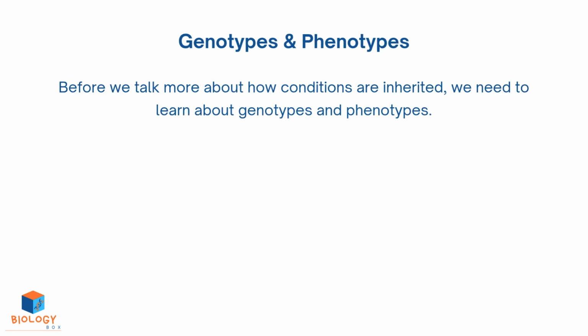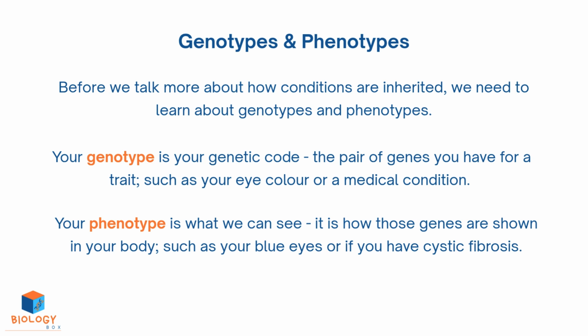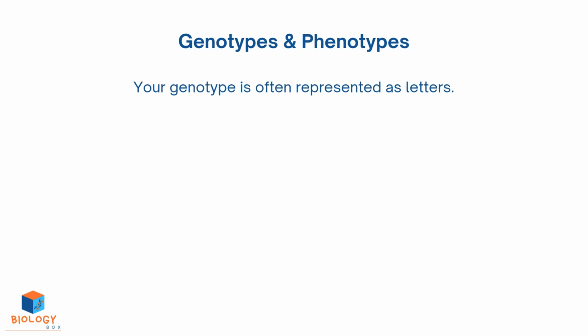Before we talk more about how conditions are inherited, we need to learn about genotypes and phenotypes. Your genotype is your genetic code, the pair of genes you have for a trait, such as your eye color or a medical condition. Your phenotype is what we can see. It is how those genes are shown in your body, such as your blue eyes or if you have cystic fibrosis. Your genotype is often represented as letters.